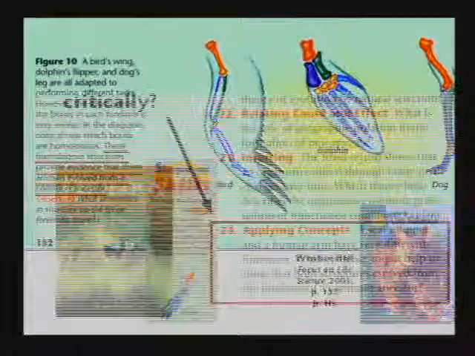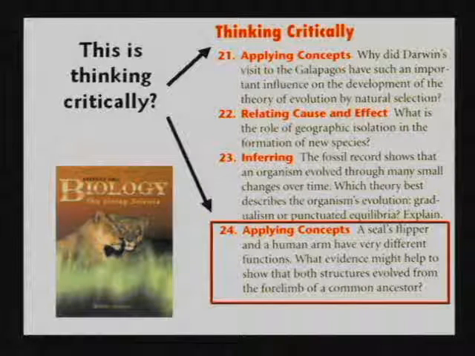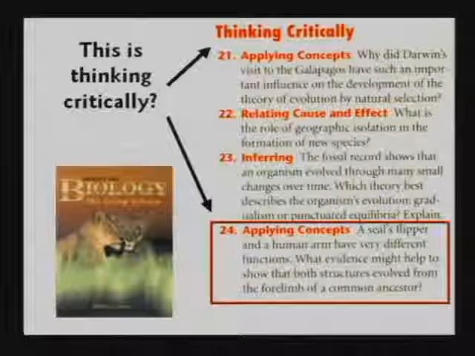A seal's flipper and a human arm have very different functions. I agree. What evidence might help show that both structures evolved from a forelimb of a common ancestor? This is thinking critically? Duh. Maybe they have similar structures because they have a common designer. Is that even considerable as an option?